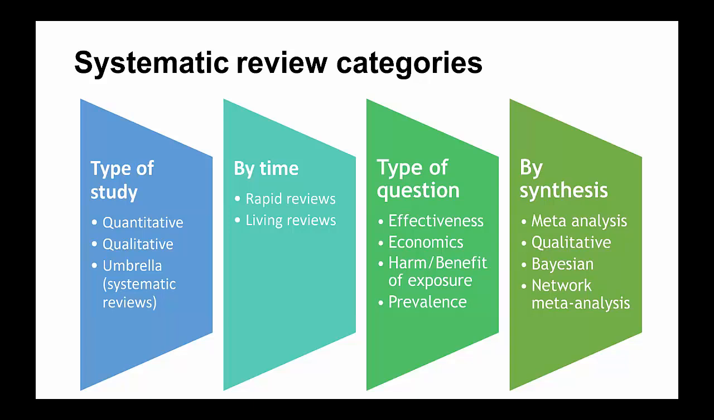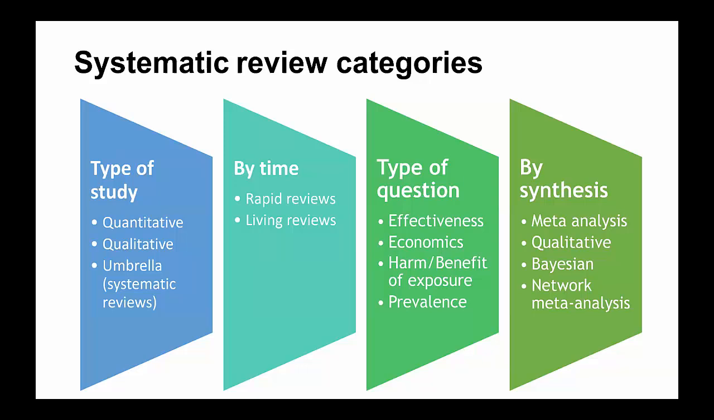There are many categories for reviews as well, and we're going to be going over some of these today. You can think about reviews by the type of study that they include: quantitative, qualitative, or even umbrella, which would be when they want to include systematic reviews in their systematic review. I've now seen systematic reviews of systematic reviews of systematic reviews, and I keep wondering how far out we're going to get on that list. So they came up with this term of umbrella reviews for those systematic reviews of systematic reviews.